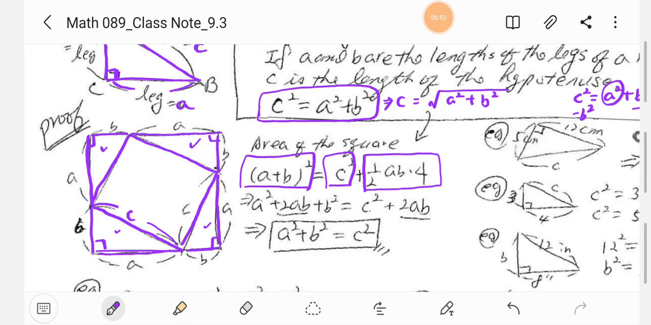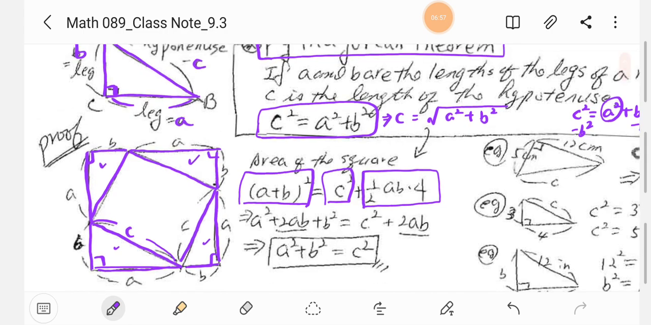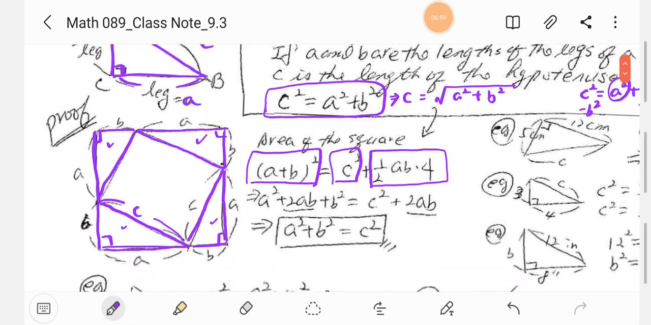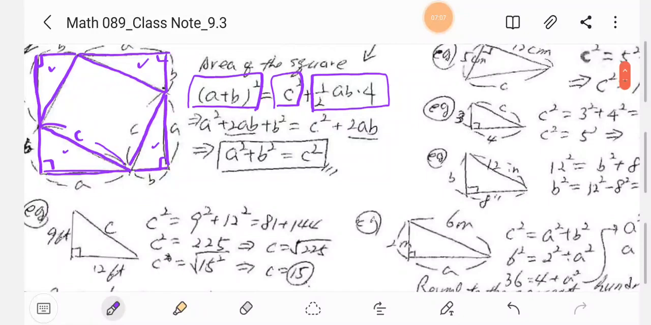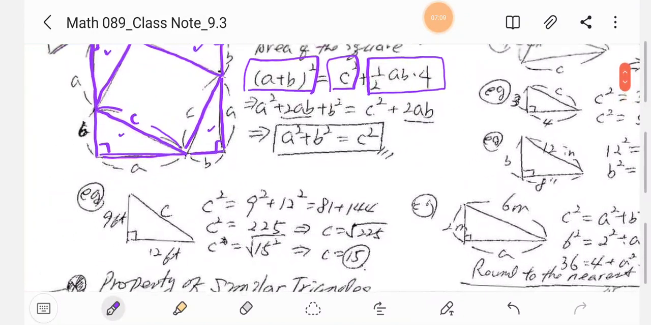Okay, so the proof is really simple. There are many different ways of proving the Pythagorean theorem, but this is one of them. Really simple proof and easy to understand. All right, then let's try some examples.